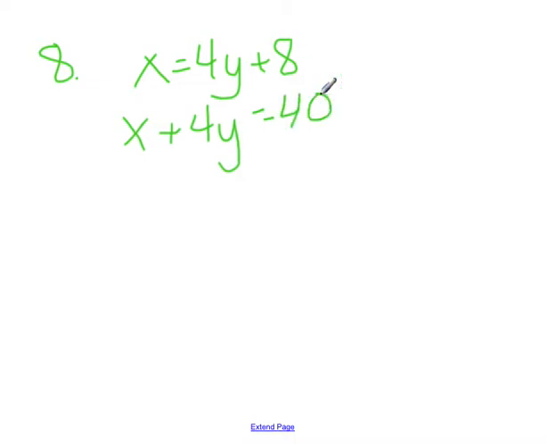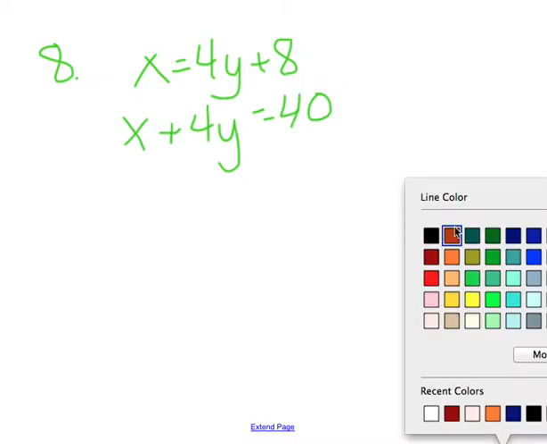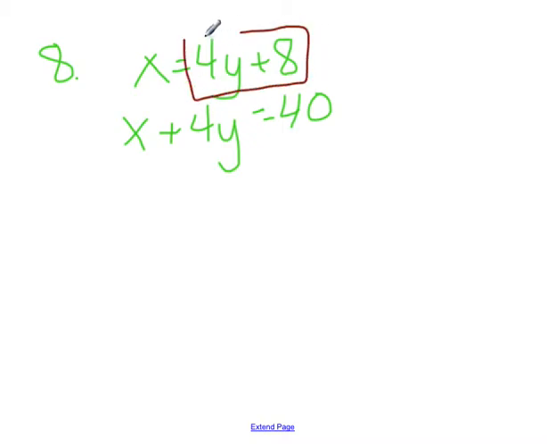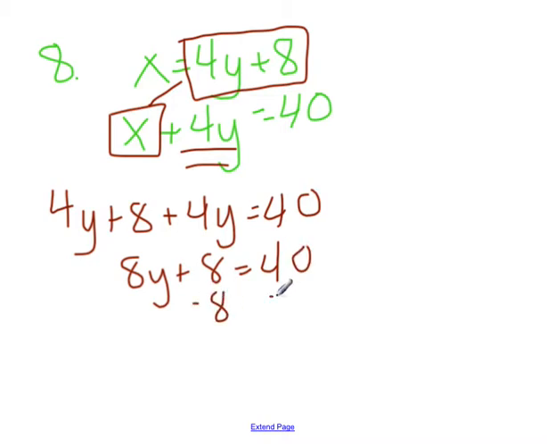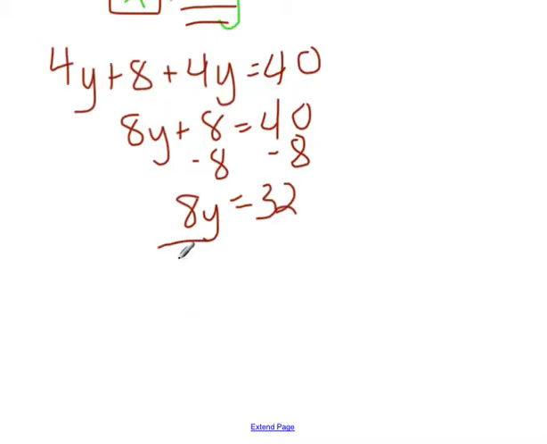For number 8, we have x is equal to 4y plus 8. I gave you that, and x plus 4y is equal to 40. Now we want to substitute in what we can. I'm going to take this x and substitute it in down there. So I get 4y plus 8, and then I'm also going to add this 4y is equal to 40. So then I get 8y plus 8 is equal to 40. I'm going to subtract 8 from both sides, and then I get 8y is equal to 32. Divide both sides by 8, and I get that y is equal to 4.